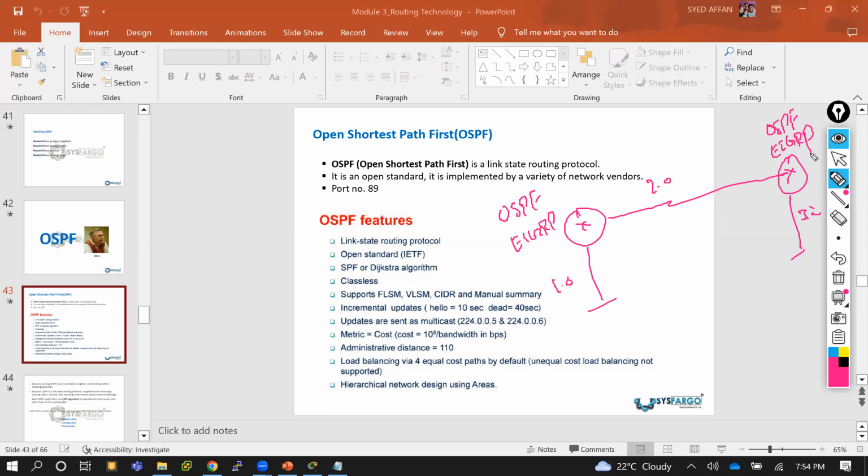Now, which protocol does it use for communication? It will not use both protocols. It has to use only one protocol, either OSPF or EIGRP. It can't use both. So why would it use one over the other?